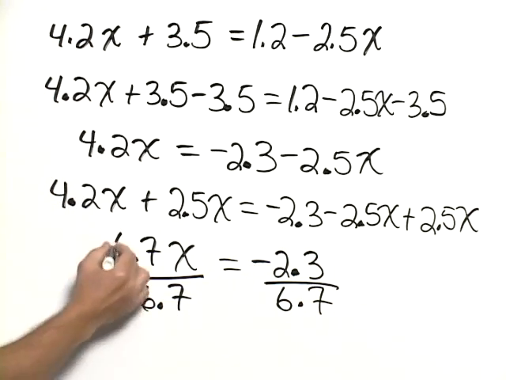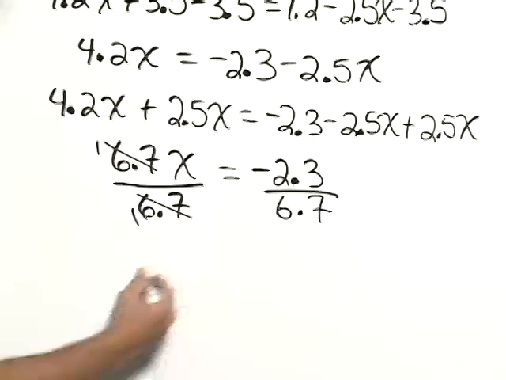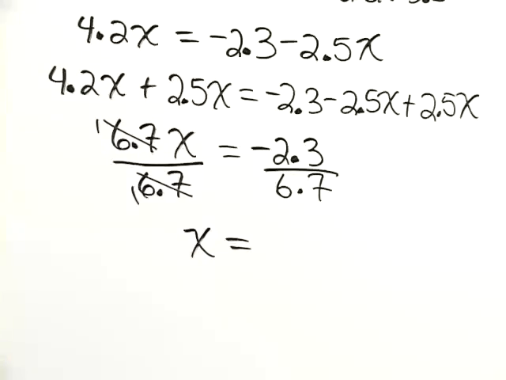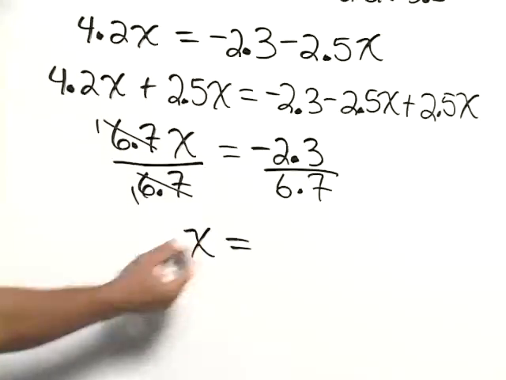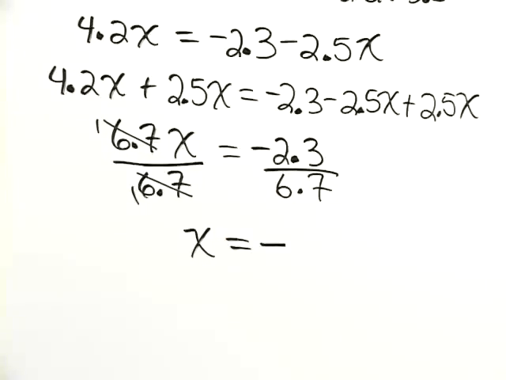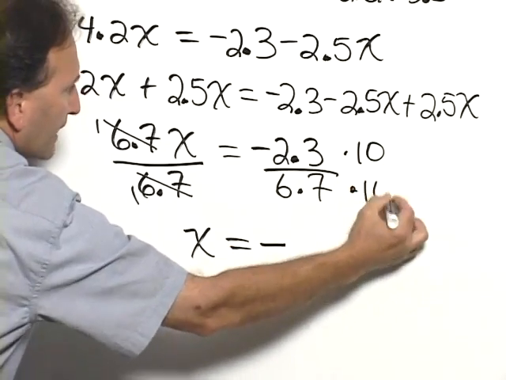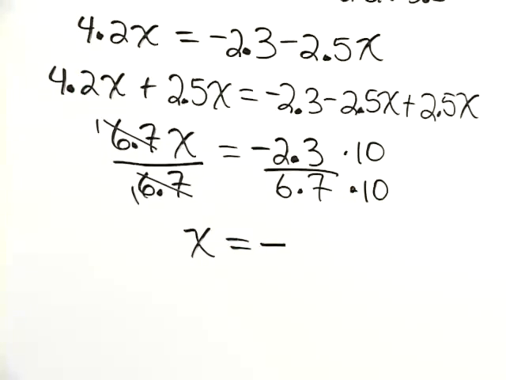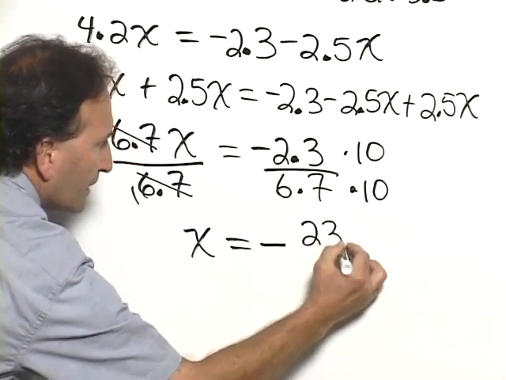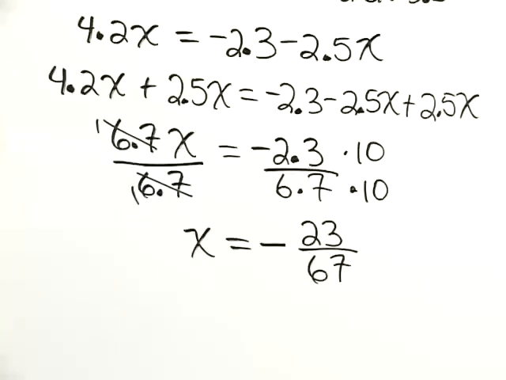Of course, on the left-hand side, these divide, leaving us with 1x, which we'll write as just x. On the right-hand side, first of all, it's a negative divided by a positive, so the answer is negative. Because this fraction contains decimals, we want to eliminate the decimals, and therefore we would multiply the top by 10 and the bottom by 10, the same number, and that would give us the result of negative 23 over 67.